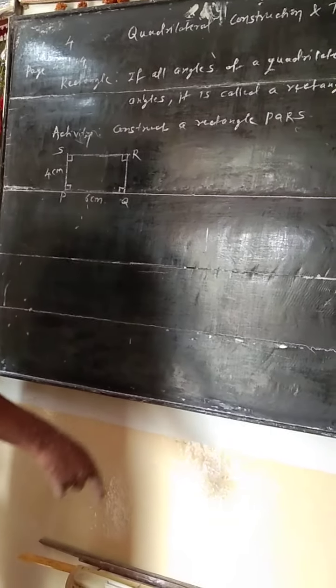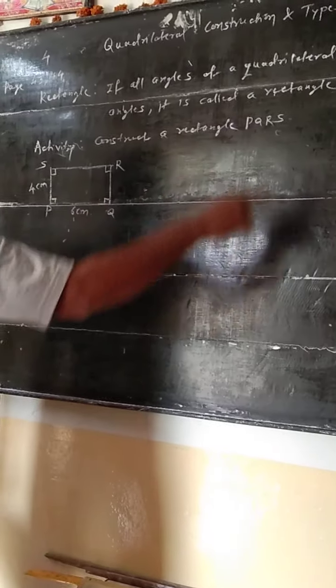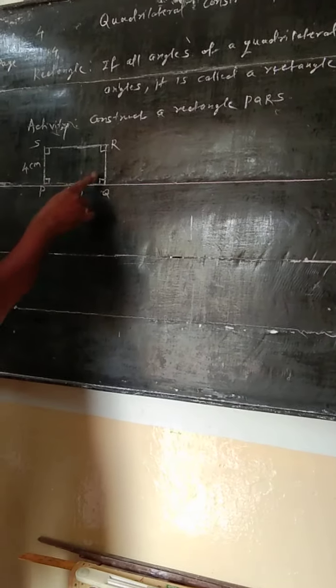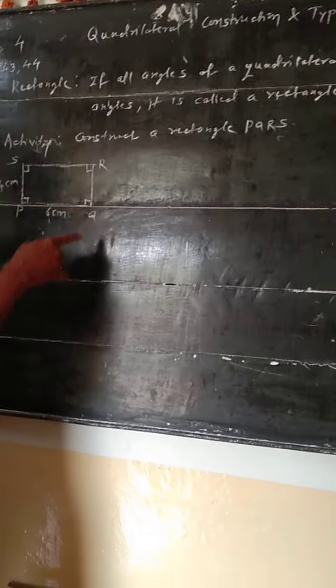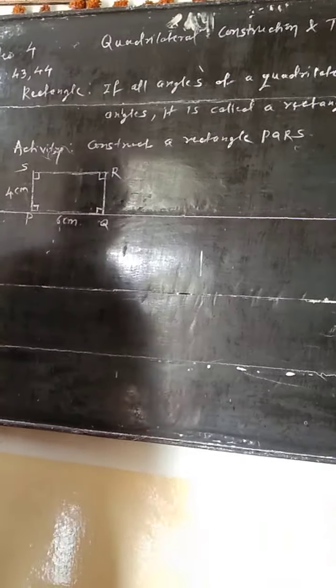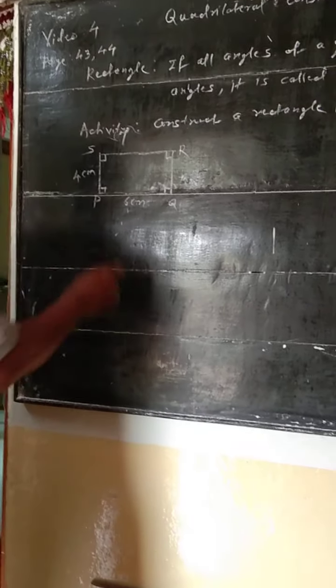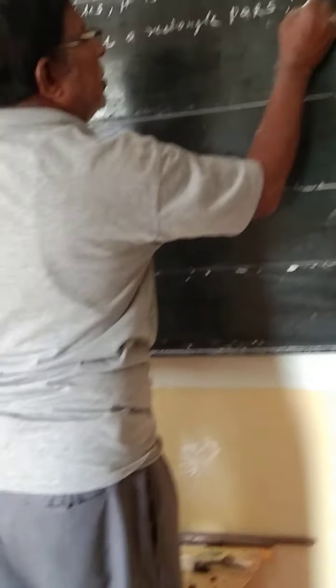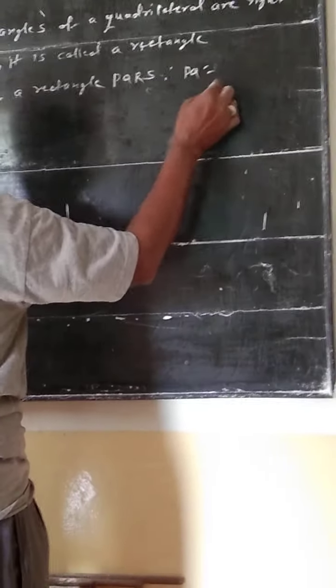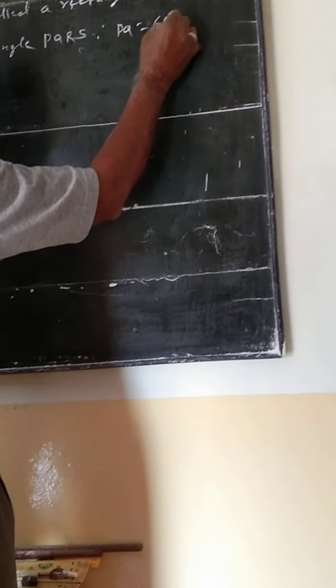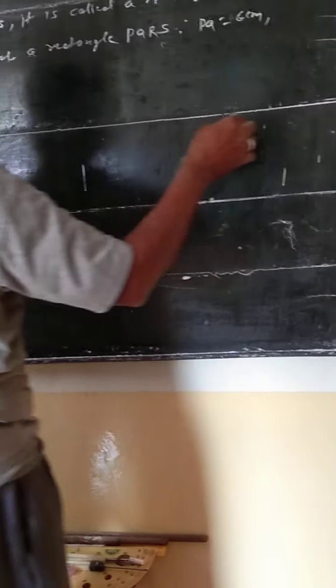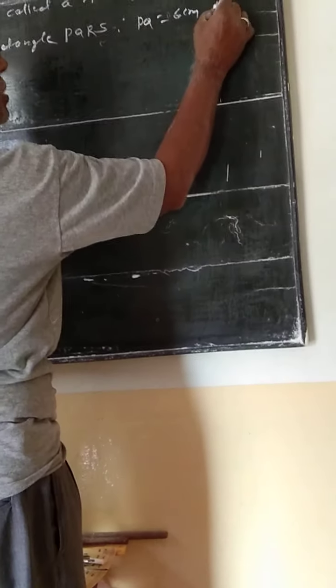The definition of a rectangle is: if all angles of a quadrilateral are right angles, it is called a rectangle. If all angles are right angles, 90, 90, 90, then that quadrilateral is a rectangle. Now construct a rectangle PQRS in which PQ is 6 cm and the adjacent side PS is 4 cm.